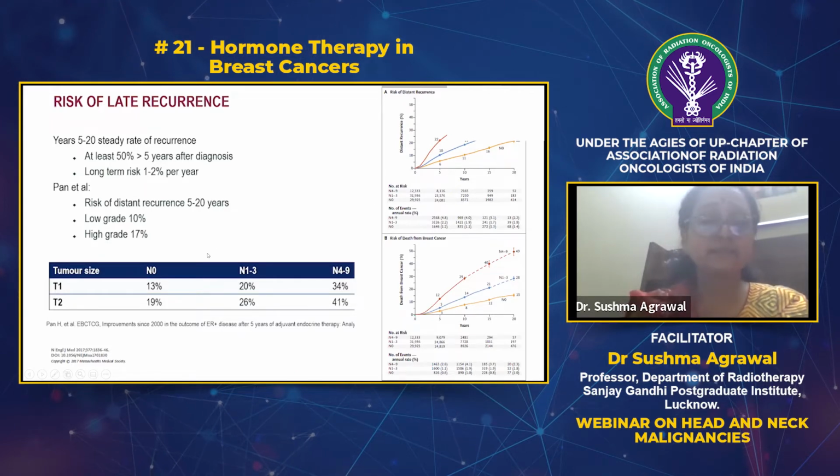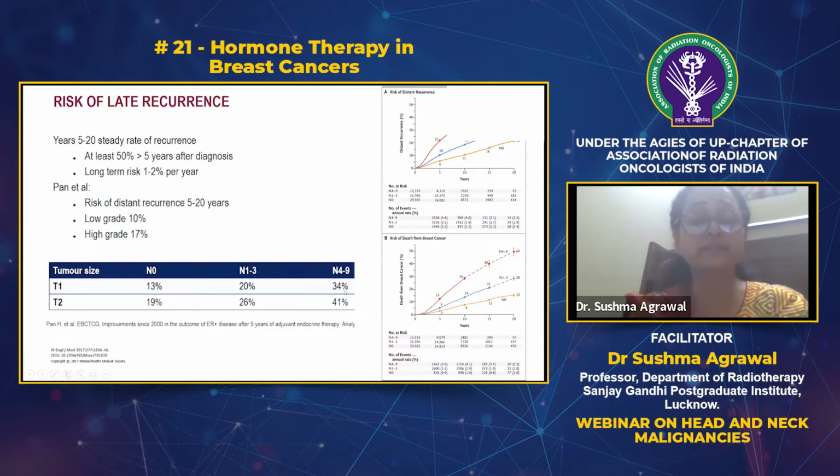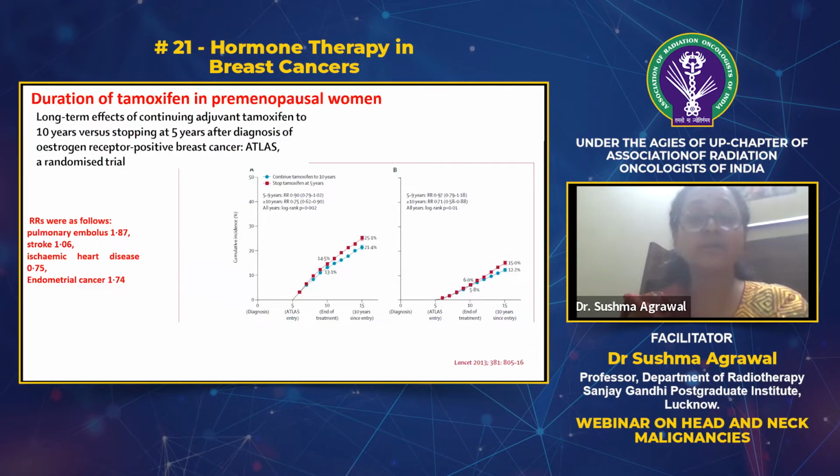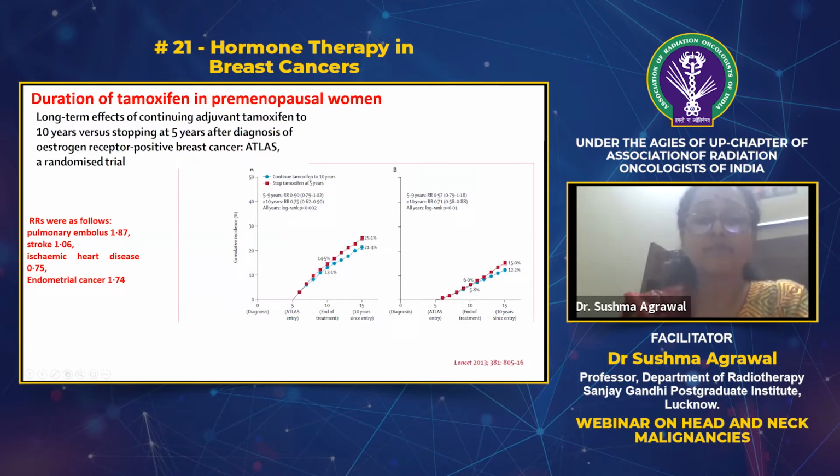The other thing which he published was that if it was a T1 tumor, N0s had 31% of recurrence, N1s had 20% of recurrence, and N2s had 34% of recurrence. And this increased in T2s from 20% to 40%. So the magnitude of recurrences is really high. And therefore, because of this, studies were launched to test longer duration endocrine therapy. So this study is the ATLAS study, which tested continuation of tamoxifen to 10 years in the blue line and stopping tamoxifen at 5 years.